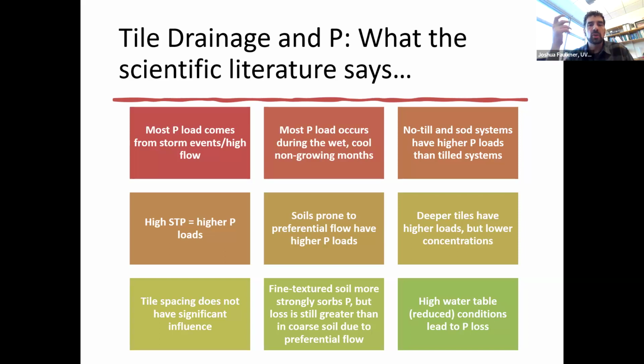Fine textured soil more strongly sorbs P, like our clay soils, but loss is still greater in coarse soil due to preferential flow. Higher water table, reduced conditions lead to phosphorus loss. So as we see more saturated soils, we see anaerobic conditions forming in those soils. And when we see those reduced conditions, phosphorus starts to desorb from the soil, and we can see some increased phosphorus loss.